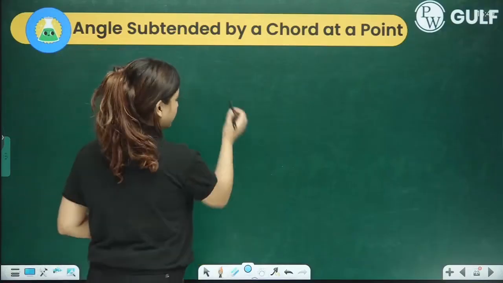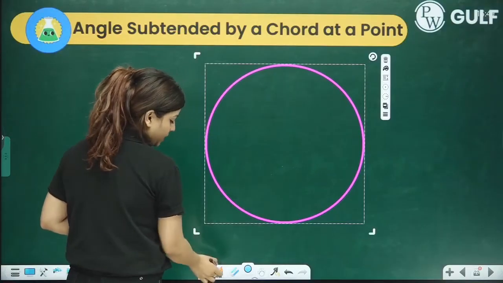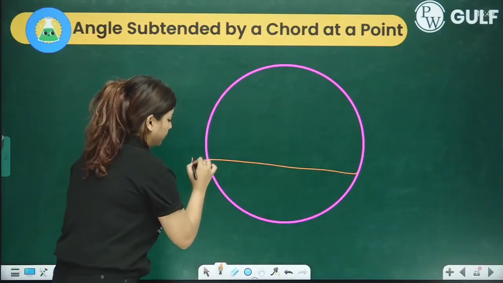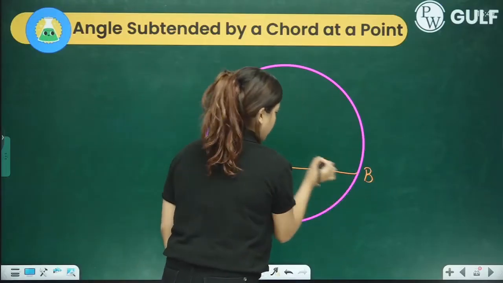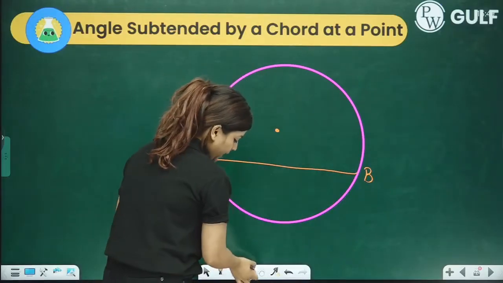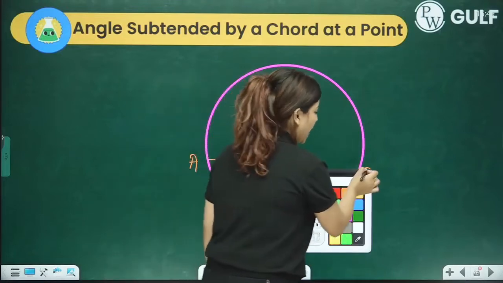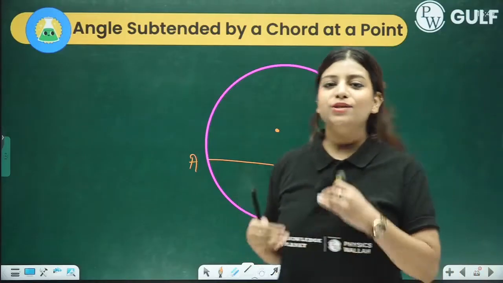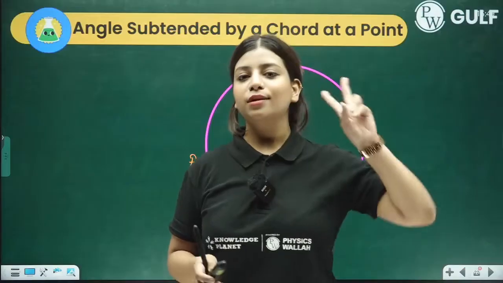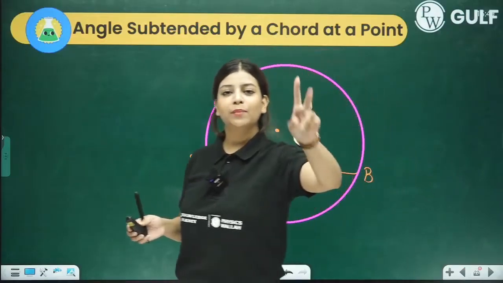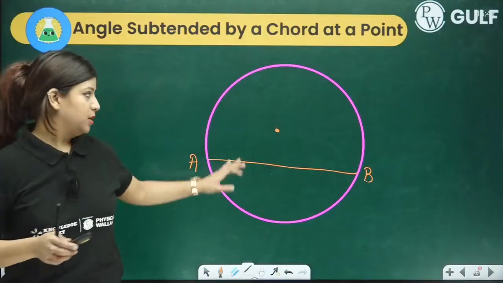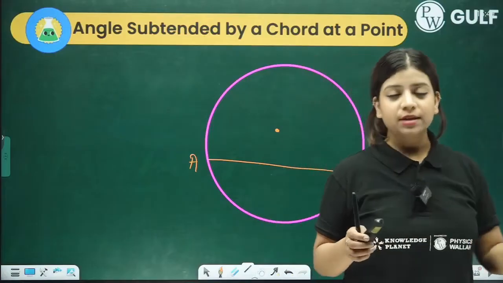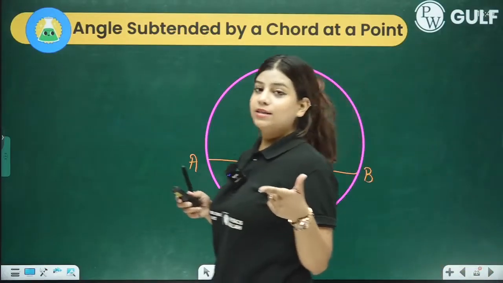So basically students, let's see that, for example, this is a circle. For this circle, let us assume that this is a chord. Let's name this chord AB. And this is, for example, the center of the circle. Now, when this chord is made, as you can clearly see, it divides the circle into 2 segments. One is the major segment, the other one is the minor segment. So when a chord is drawn, a circle is divided into 2 segments.